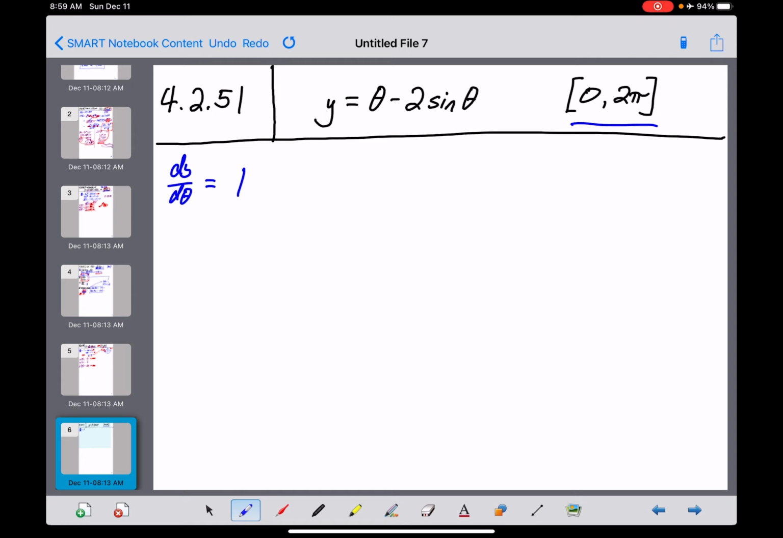is going to be a 1, and then minus a 2. And the derivative of sine of any angle is cosine of that same angle times the derivative of the angle, but the derivative of theta with respect to theta is 1. So there's your derivative, guys. dy dx, excuse me, dy d theta.